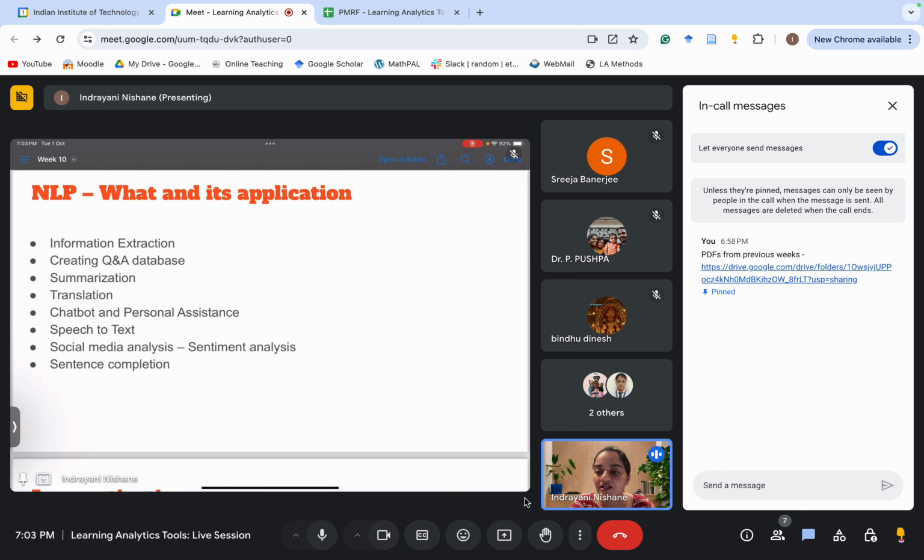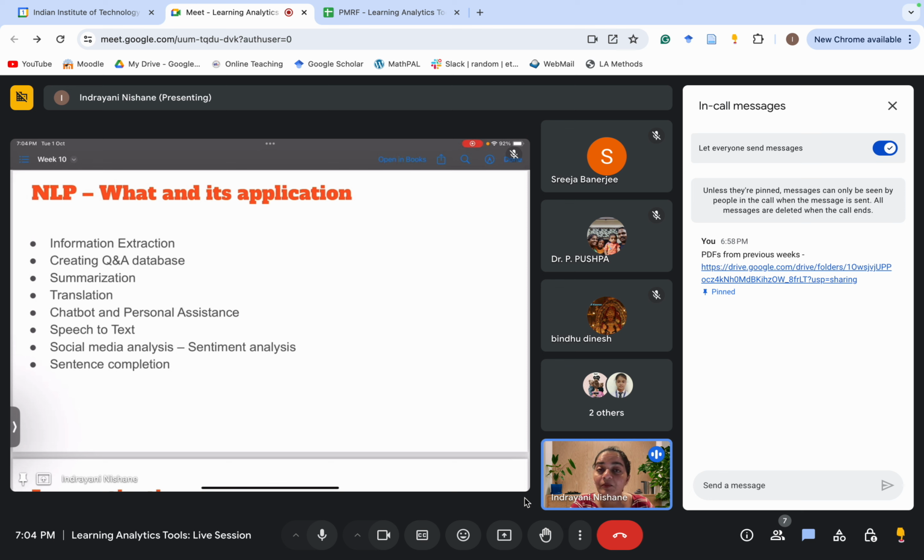Now in the teaching and learning context, we can create a question and answer database using NLP techniques. When we give some chapter to ChatGPT and ask it to generate questions and their model answers, it will be able to generate that for us. Then translation from one language to another is also a task for natural language processing. Chatbots or personal assistants which guide you or answer your queries are all backed by natural language processing.